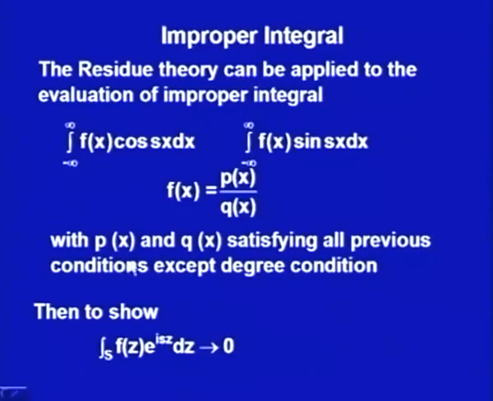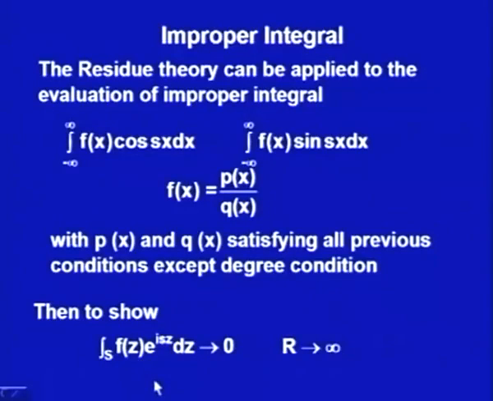but the only condition is that p(x) and q(x) are not satisfying this degree condition, that is, the difference between the degree of denominator and numerator is not at least 2. Now, suppose here the difference is 1, then we are going to face a problem in showing the limit as r approaches infinity, showing that the integral over S of f(z) e to the power minus sz dz goes to 0.